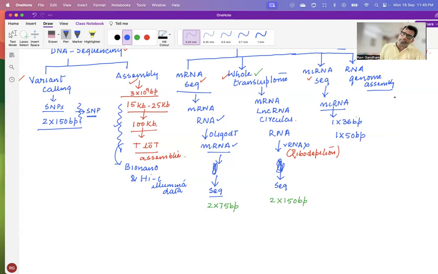And finally, sometimes you have a job of assembling the RNA genome in the case of RNA viruses. For this, you use 2 into 300 base pair sequencing. Nowadays, more often than not, instead of 2 into 300, people started to move towards 15 kb fragments, that is 15 kb to 25 kb PacBio reads. And this is what people are doing nowadays for RNA genome assembly.